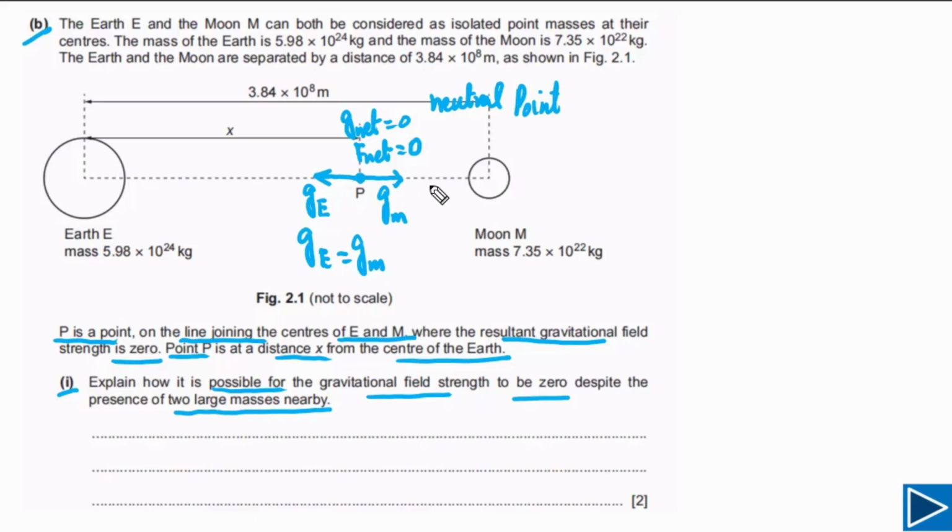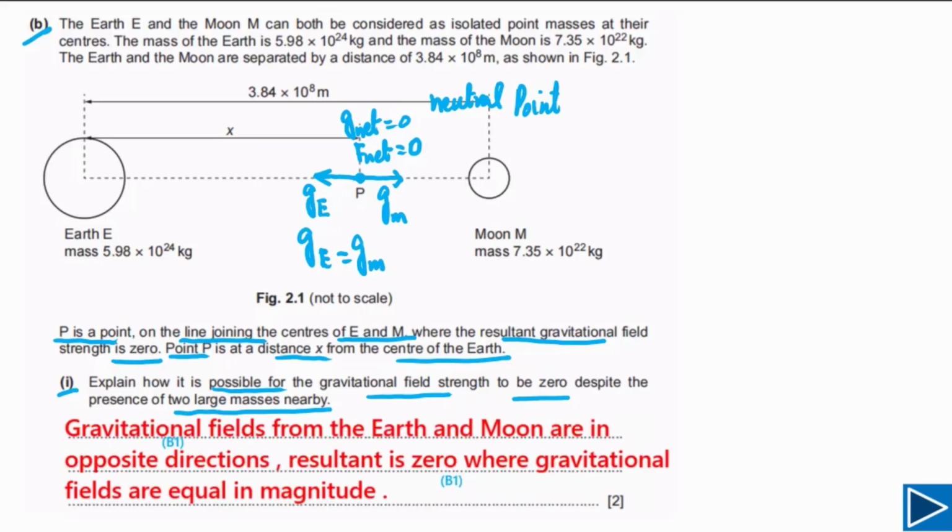Now let's try to write down the answer for this question. This is how you can write down the answer. So simply you have to mention that gravitational field from our planet and from moon are in opposite directions at that point. That's the reason the resultant field is 0, because fields are equal in magnitudes at this point and they're pointing in opposite direction. So this question has 2 marks. First mark, if you have mentioned opposite directions, you will get 1 mark, and the second mark you will get if you have mentioned they are equal in magnitudes at that point. That's the reason the resultant field is 0. And this point is also called neutral point. So P is a neutral point.